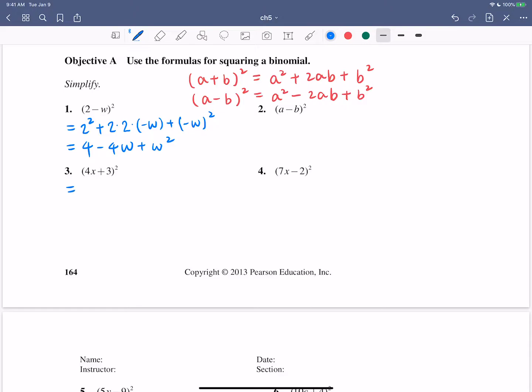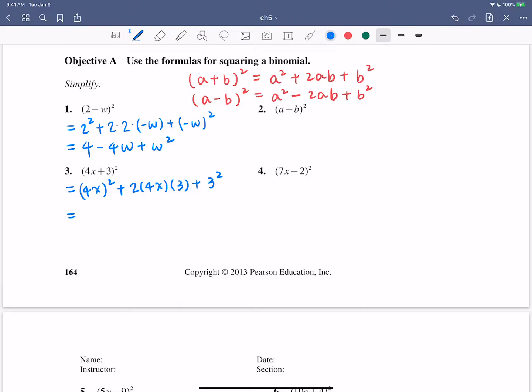Number 3, 4x plus 3 squared. So you could just remember the same idea. Squaring the first term, 4x squared. Make sure you put grouping symbols because you have two factors in 4x and you have to square each of them. And then we're going to double the product. Plus 2 times the first term, 4x, times the second term, 3. Plus the second term squared, which is 3 squared.